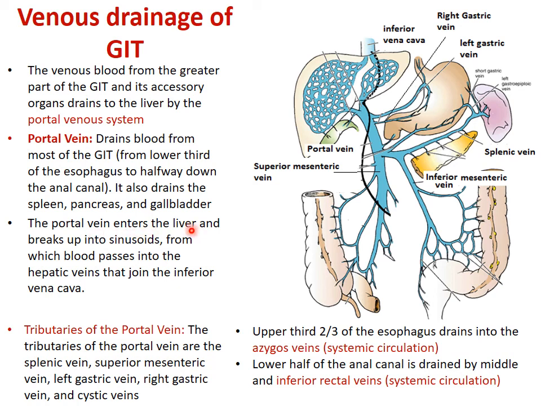The portal vein enters the liver, breaks up into sinusoids, from which the blood passes into the hepatic veins that join the inferior vena cava, right? So the hepatic veins join the inferior vena cava.